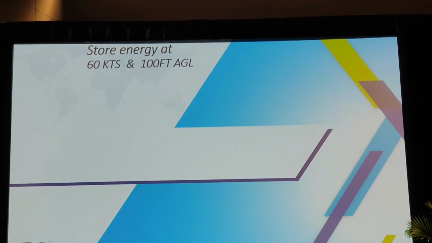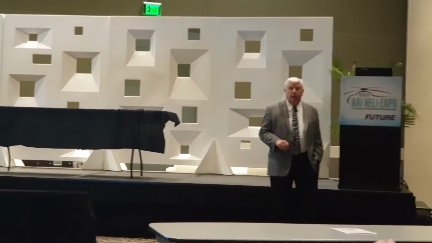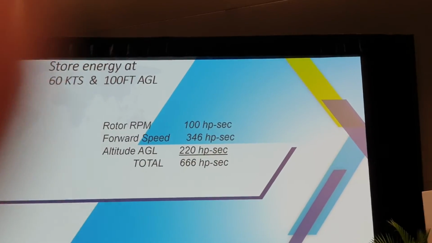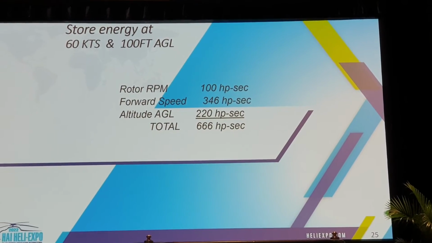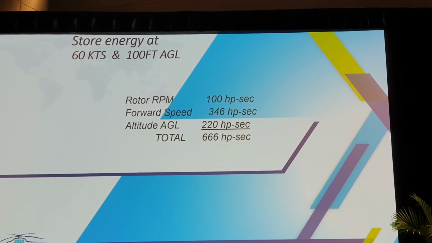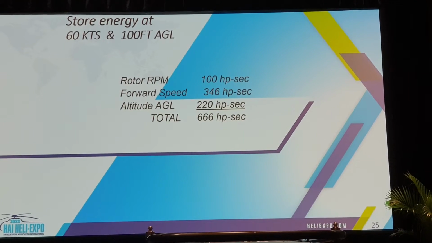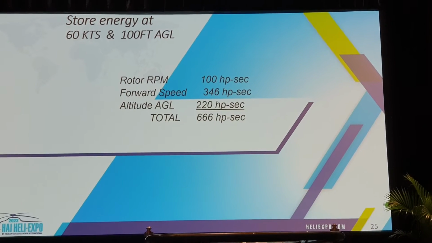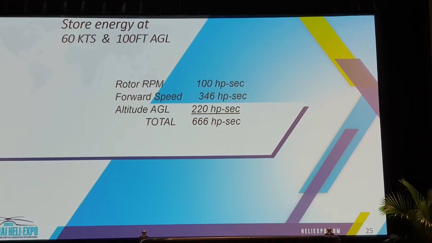Okay, now we're going to reduce the airspeed and bring the altitude down. And look at the big changes in the amount of energy that we have. So this isolated system has substantially less energy available than the previous example. Now we still have 100 horsepower seconds in our rotor. It's still going at the same speed. But look at the difference in our forward speed energy and our potential energy of altitude. Some pretty big reductions there. So now at 60 knots, 100 feet, we only have 666 horsepower seconds of energy available.